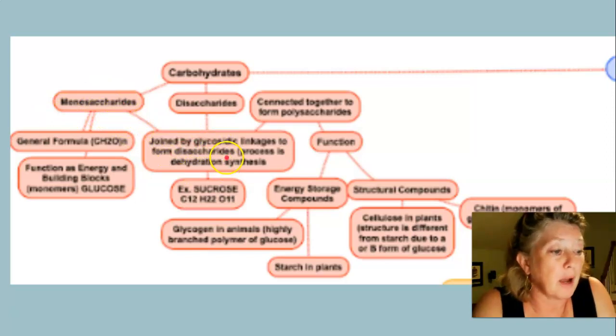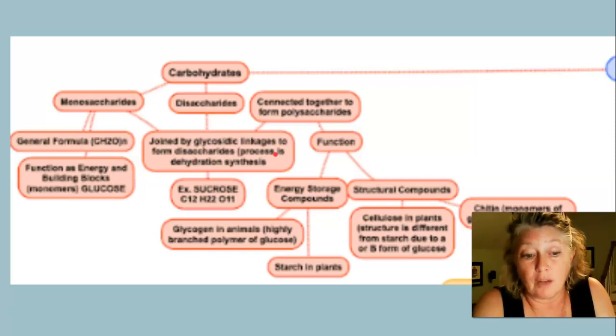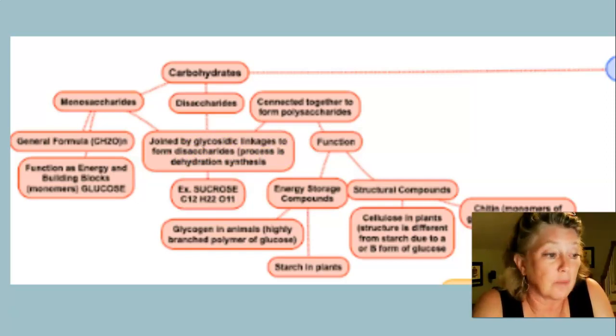Monosaccharides will be joined by glycosidic linkages, which is just the fancy name for the dehydration synthesis, and that's going to form disaccharides. Disaccharides just means that it's two together. One example of that would be sucrose, which has a chemical formula of C12H22O11. And hopefully you are realizing that instead of having C12H24O12, you've removed one water, and that's why it is C12H22O11, because when you bond those two monomers together, you lose one water.